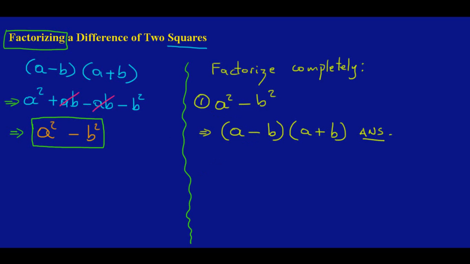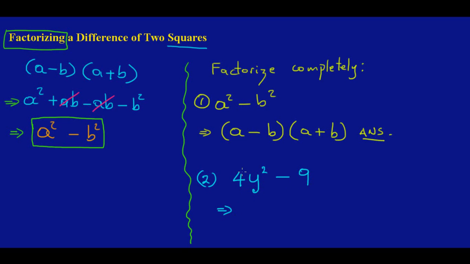In example number 2, again, you can be asked to find the difference of two squares. So this really is the general form, but I'm going to change it up a bit. You could be asked in the exam to factorize 4y squared minus 9. And again, this is pretty easy.